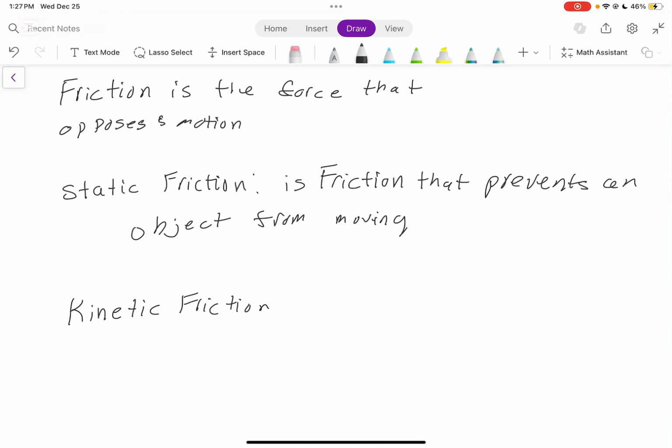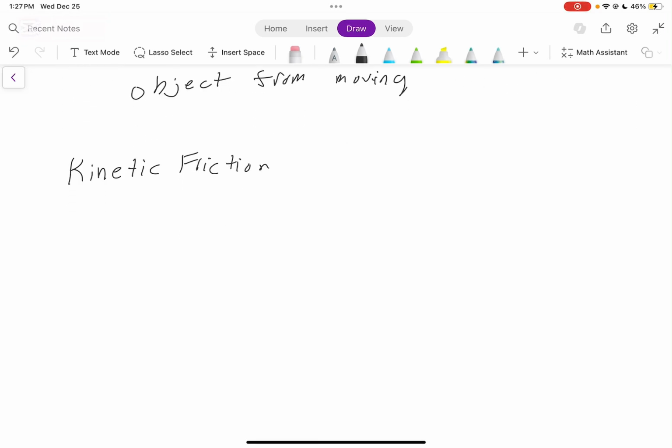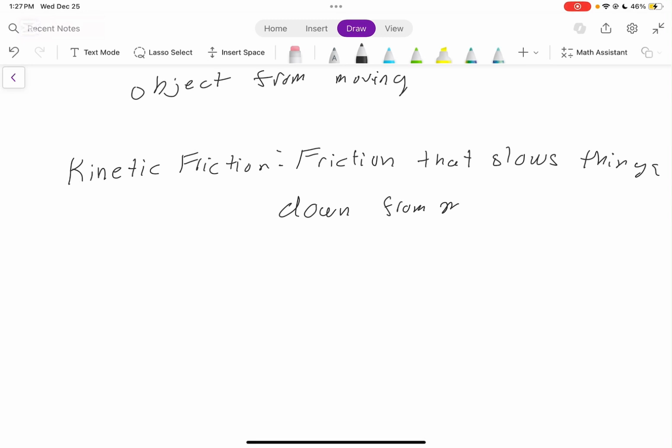So the other type of friction we have is the opposite, or what comes after static friction, which is kinetic friction, which is friction that slows things down from moving. This is basically just a friction that slows things down from moving. Similar to how you may move your pencil across your paper, and you may notice that it's not fully gliding because it still has some resistance. Well, that's kinetic friction stopping it from moving.